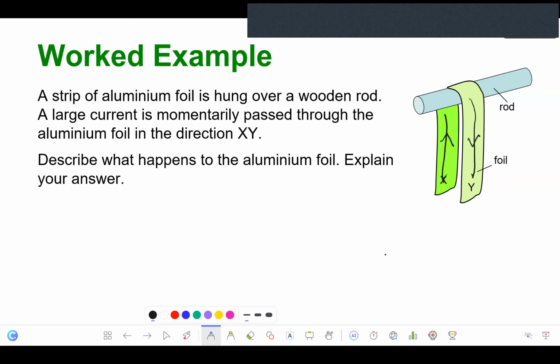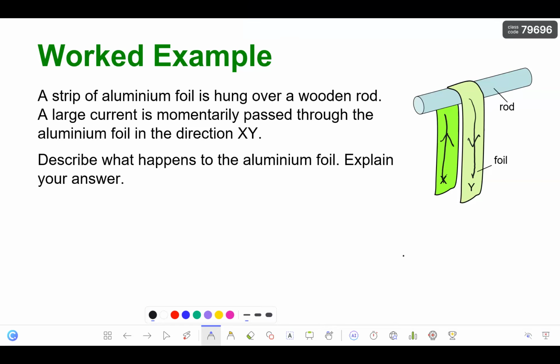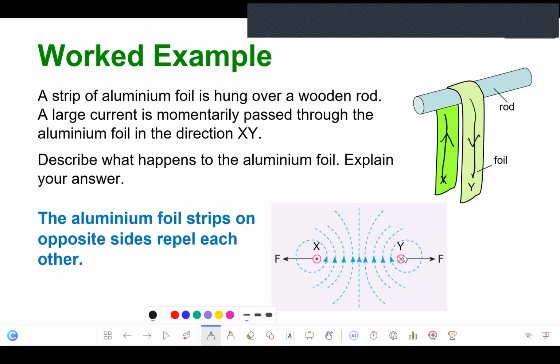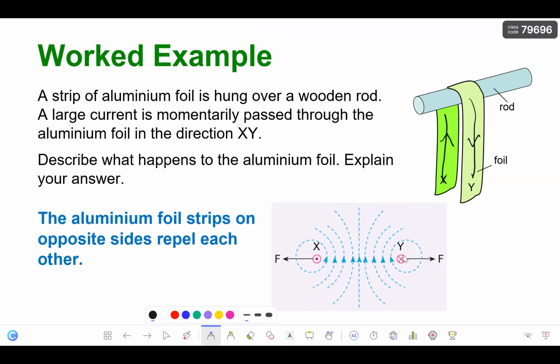Okay, one side the current is going up, the other side the current is going down. So they are moving in opposite directions. And remember, they don't like opposites. So when they are flowing in the opposite direction, these two aluminum foil will actually repel each other. Okay, so the diagram will look something like this. So they will repel each other. And for the explanation, they repel each other due to interactions of the magnetic field caused by the two current carrying aluminum foil in this case.